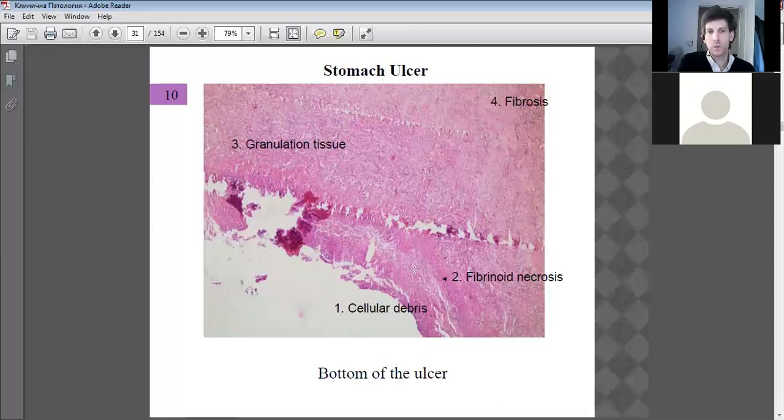It looks like quite an extensive ulcer as it's progressed deep into the granulation zone. So it looks like it's been there for quite a while in this patient.